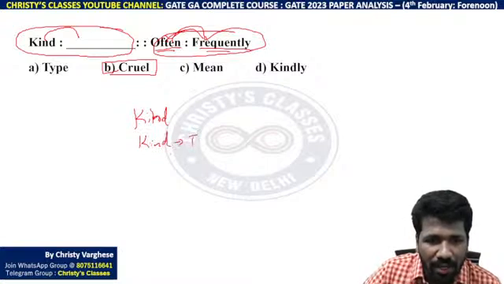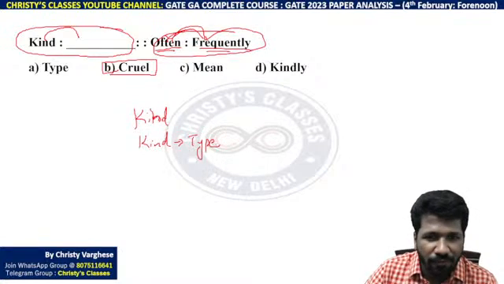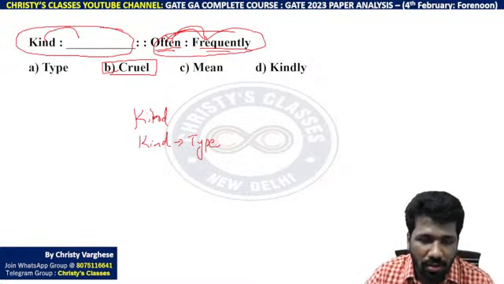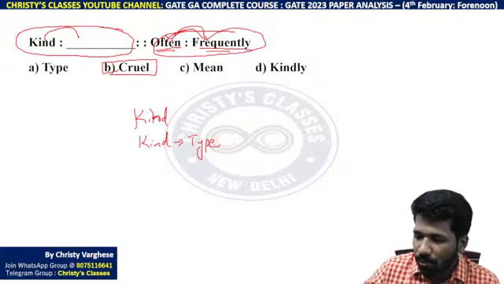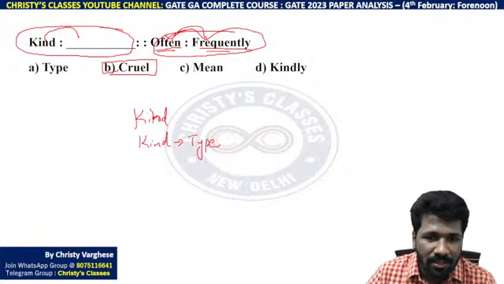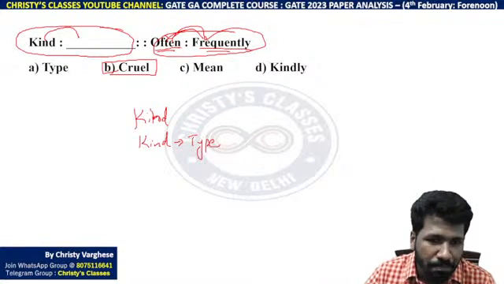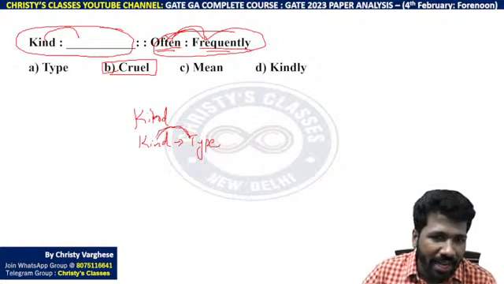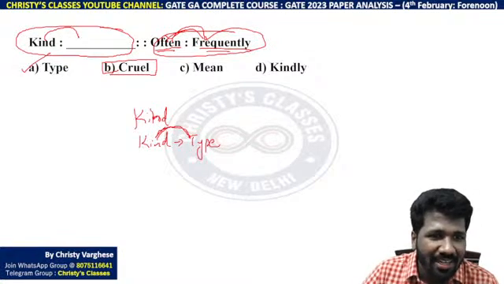The meaning of the other kind is type. What kind of fruit is this, or what kind of reptile is this, or what kind of plant is this? That is category or type. That means kind and type are synonyms. So that kind is what they mean here.